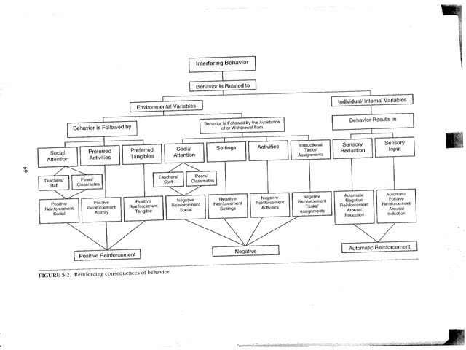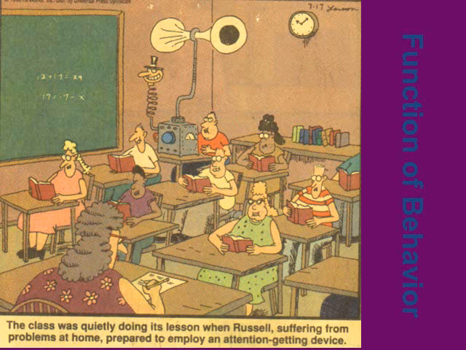So here we have an interfering pathway, and this is a nice little flow chart that lays out reinforcing consequences of behavior. We can see environmental variables or individual, internal variables. If they're environmental variables, are they followed by social attention or preferred activities, or is it followed by the avoidance or withdrawal from these things? This gives us a pathway to figure out if it is positive reinforcement, negative reinforcement, or automatic reinforcement.